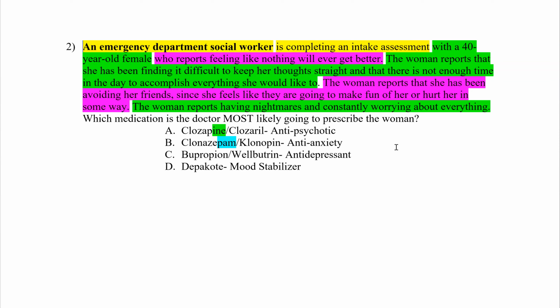She feels like people are going to make fun of her, hurt her in some way, maybe some anxiety, maybe some paranoia. And she's having sleep disturbances by having nightmares and constantly worrying about everything. So keep that all in mind as we go through each answer choice.